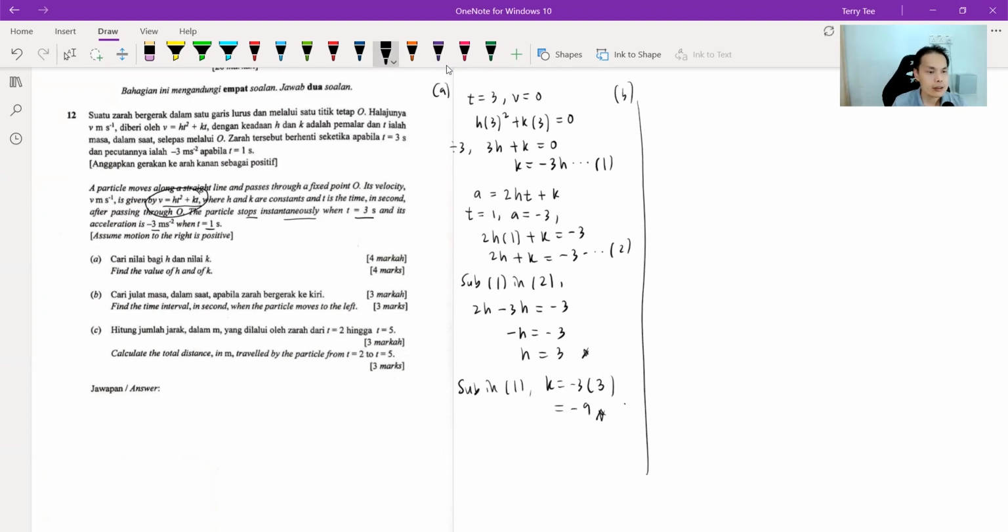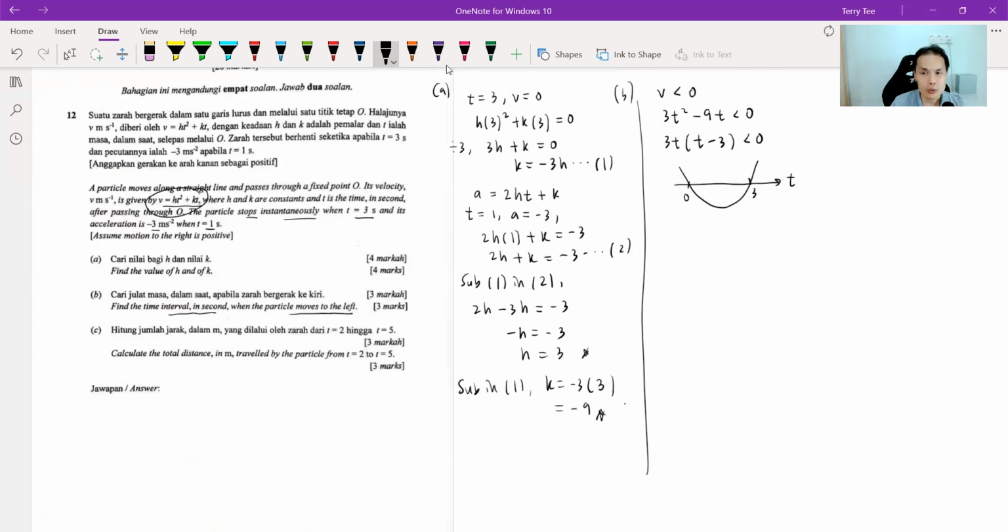Next, we're finding the time interval when the particle moves to the left, right? When the particle moves to the left, your v is now less than 0. So we need to find the range of values of t. We can start by taking your v. Now that I know my h is 3 and k is -9, 3t squared minus 9t is less than 0. We take out the common factor 3, so 3t(t - 3) is less than 0. Let's sketch our graph. The roots are 0 and 3.